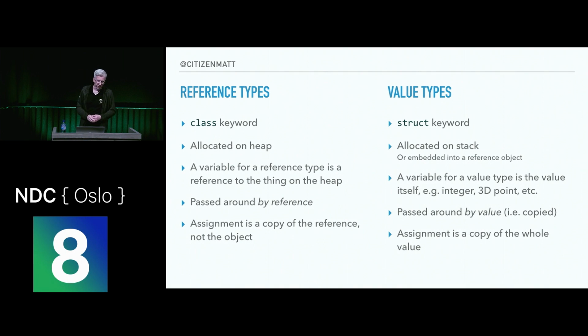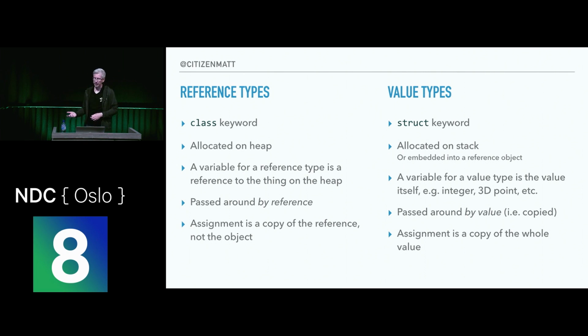A key difference between the two is that a variable for a reference type is actually a reference to the thing on the heap. So something lives on the heap, and I've got a variable, and it's basically saying it's over there. And when you want to pass things around, you pass it around by that reference. You pass that reference to another method, and both the caller and the called method know that it's pointing to the same thing over here. And when you then assign to a different variable, that variable gets a copy of the reference and it points to the same object. So you're dealing with the same object.